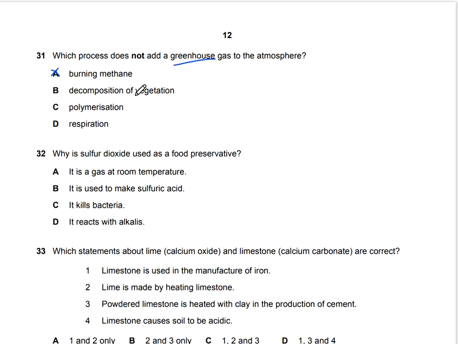So that is not the composition of vegetation. Actually, you are releasing a greenhouse gas. If you have the composition of vegetation, of course, like methane, polymerization is actually the use of polymers in daily life activity, would not give a greenhouse gas in the atmosphere. So the correct answer for this is letter C. Of course, respiration, because we are giving off carbon dioxide, and therefore we are adding also in the greenhouse effect in the atmosphere. So respiration should not be added, or it's not the correct answer.